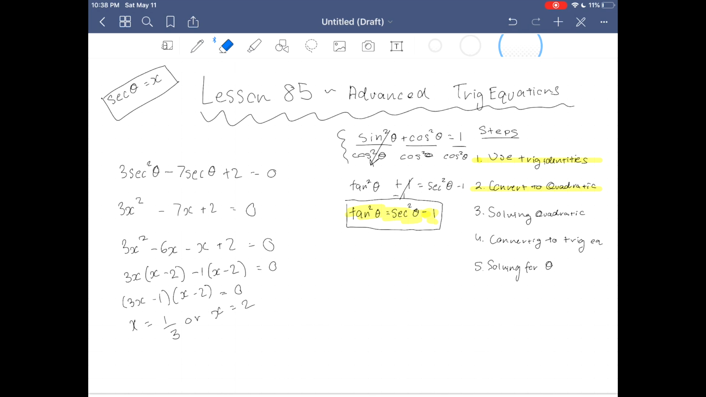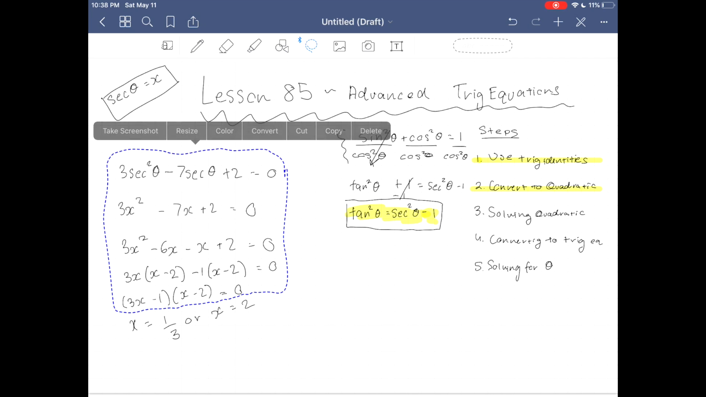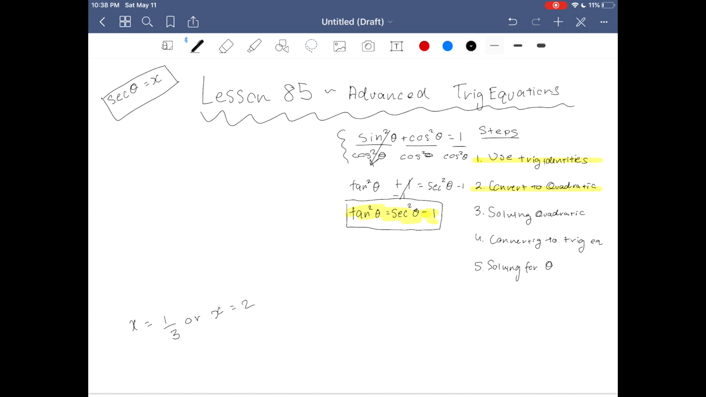Now let's just get rid of this part because we don't need that anymore. Oops. I can just delete that, and let me just rewrite this up here. x equals 1 over 3 or x equals 2. Okay, and so we're done solving the quadratic. So step 3 is done. And now we need to convert this back to the trig equation.